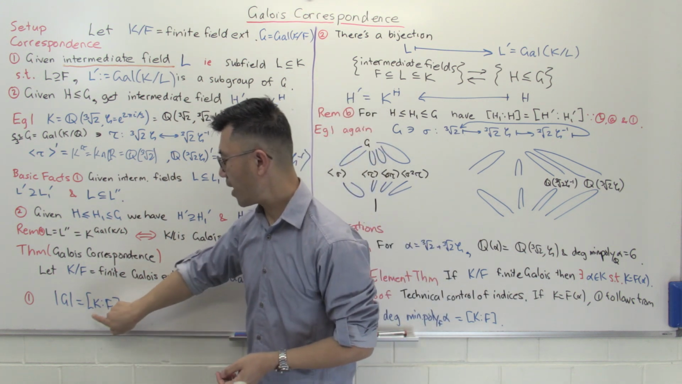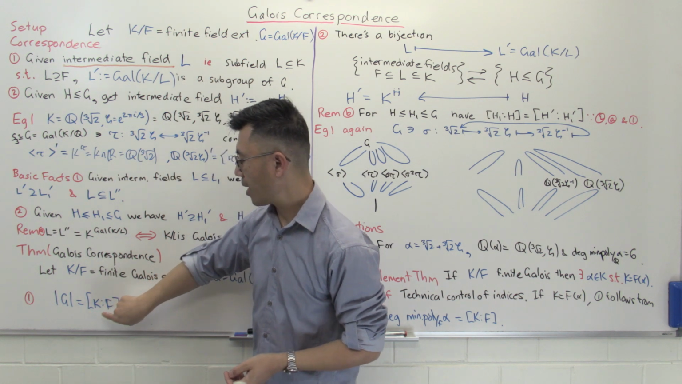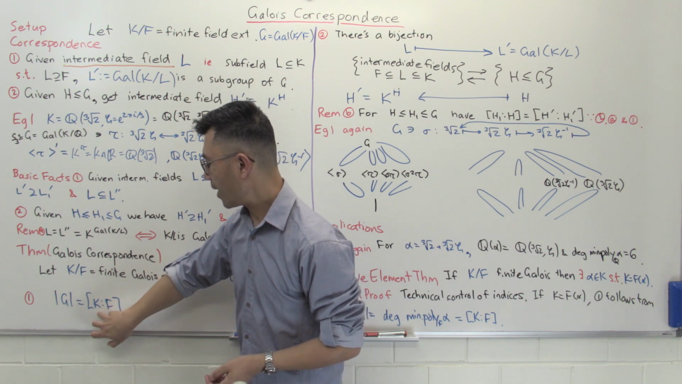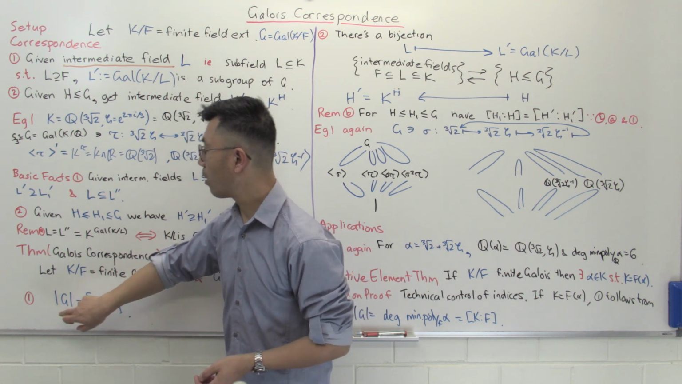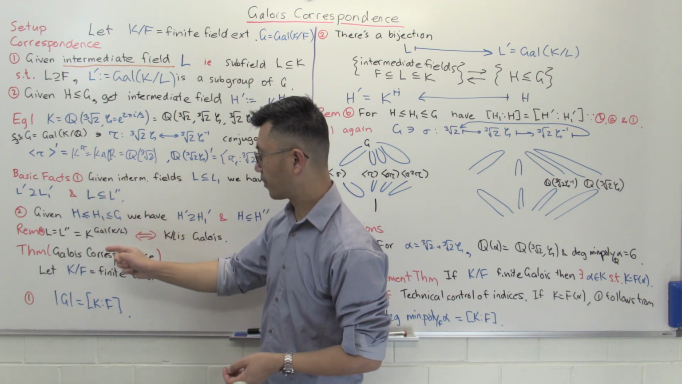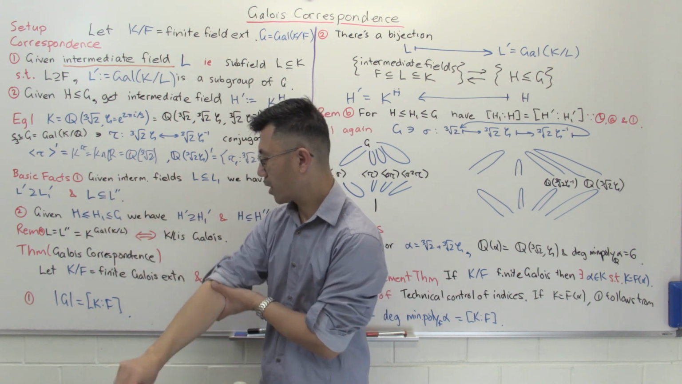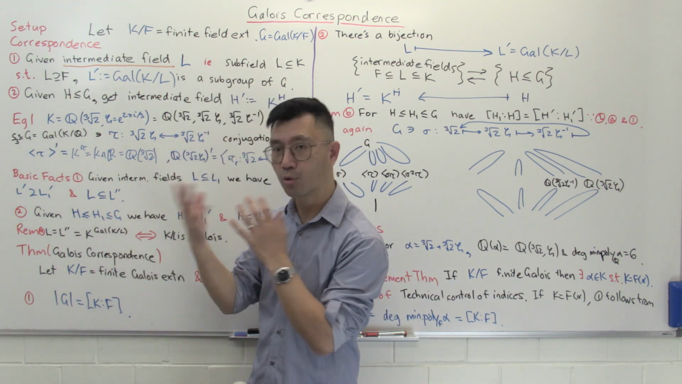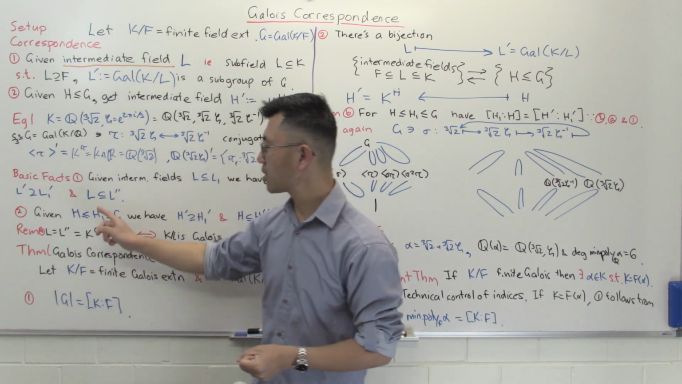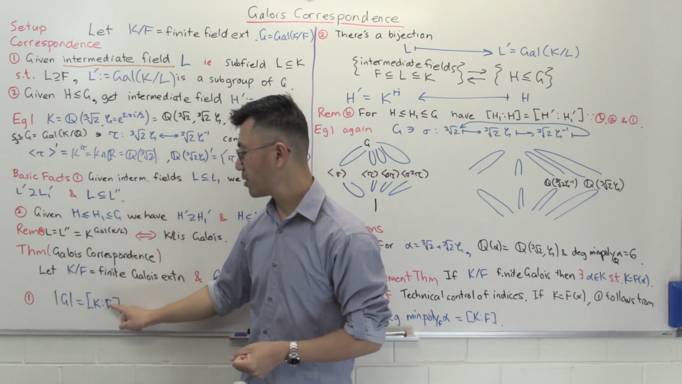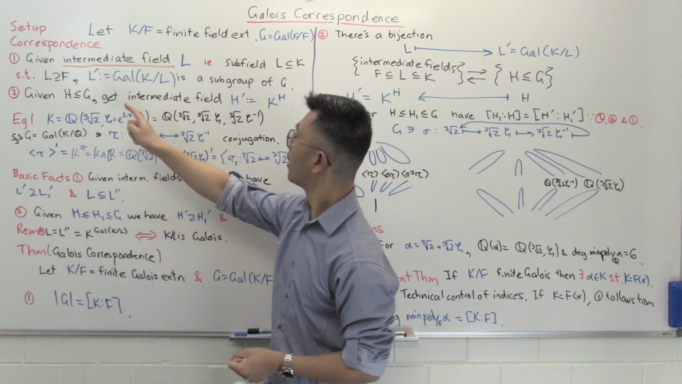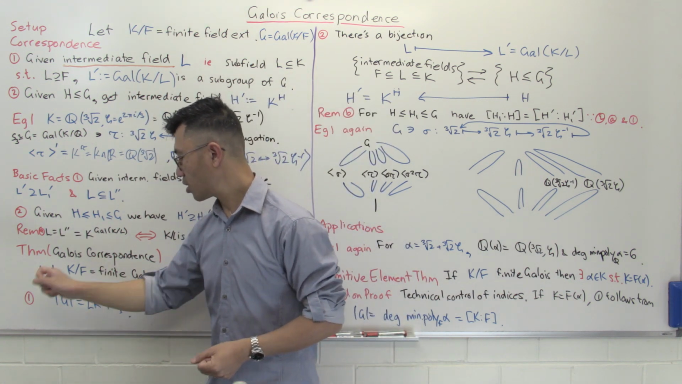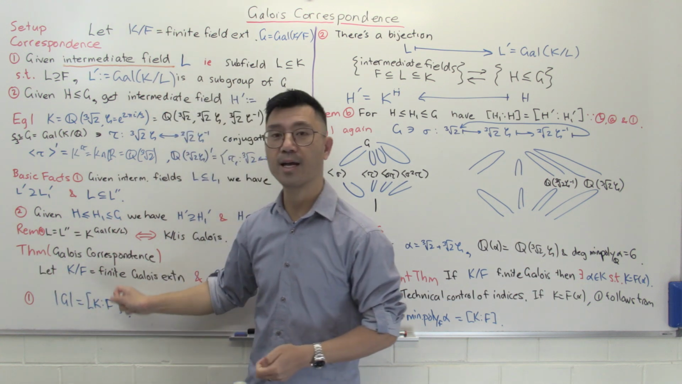So for K and L here, that index is the same as the order of the corresponding Galois group of K over L. Okay, so that's basically saying that if you flip this over to the subgroup side, if you have H as a subgroup, the corresponding thing here is KH, H prime is KH, K over KH. The order of H is equal to the index of K over KH.